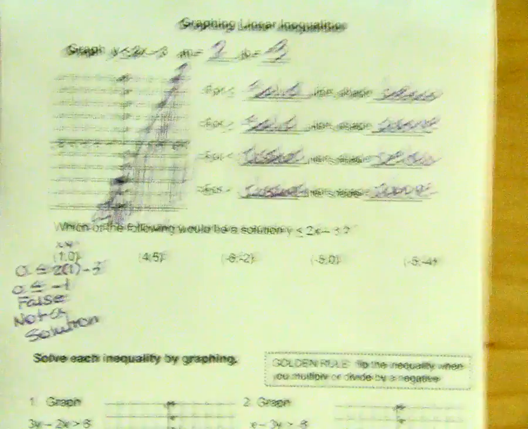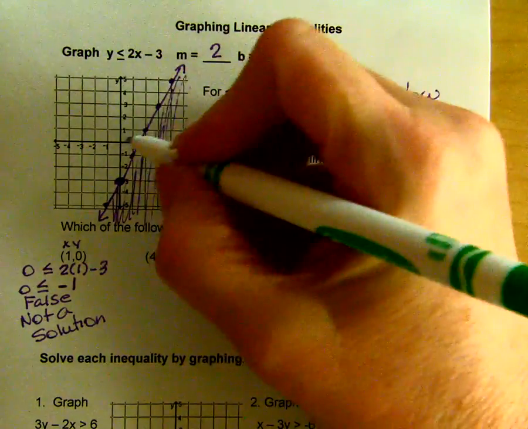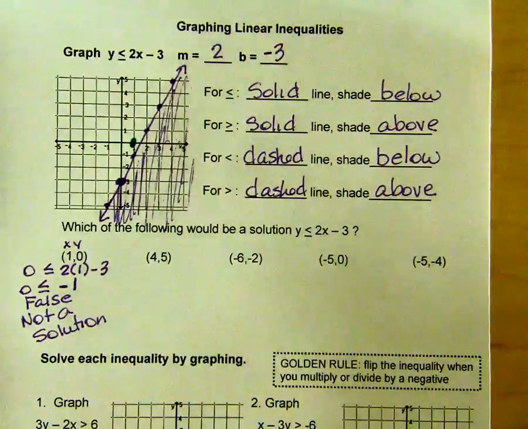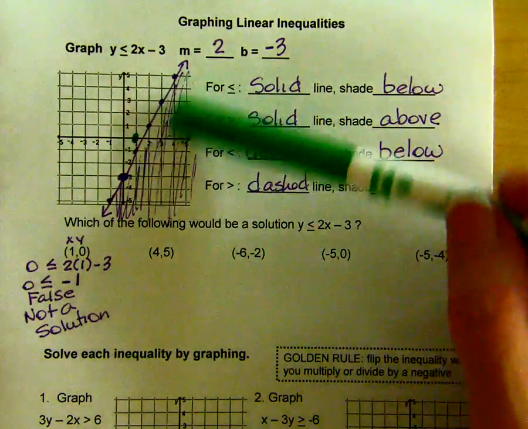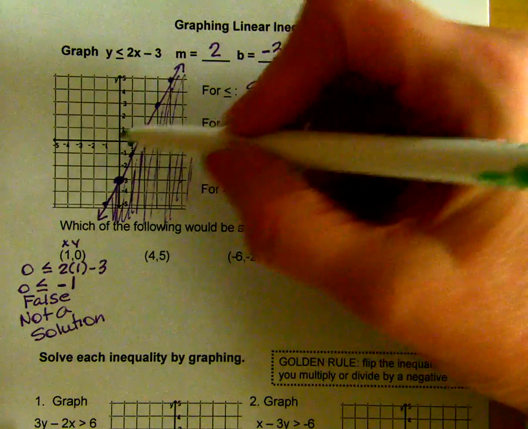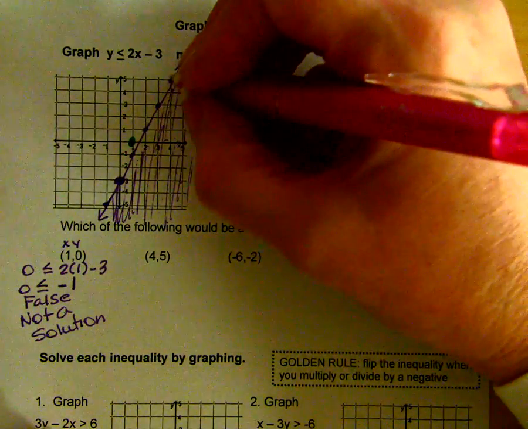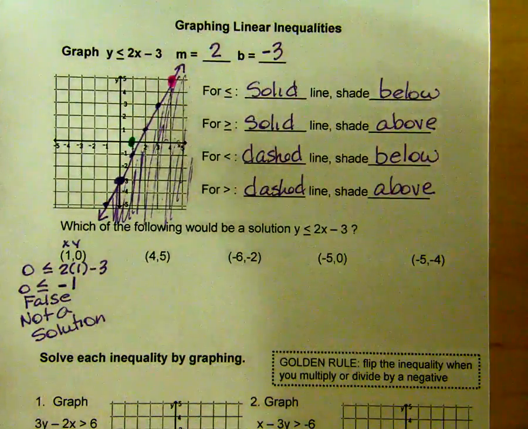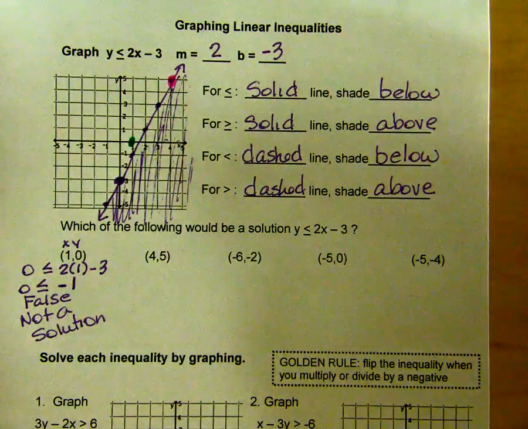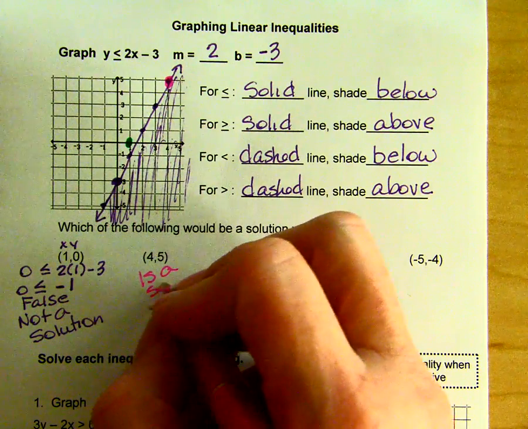Another way we can see that is if we just graphed the point 1, 0. We go over 1 and up 0. That point is not in the shaded area, so this is not a solution. Over here, the point 4, 5. Over 4, up 5. Let's use a different color. Over 4, up 5, right here. This is on the line, and the line is included in the inequality, so this one is a solution.